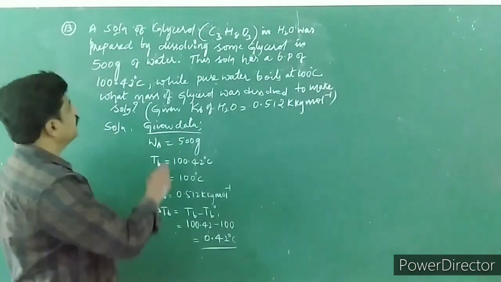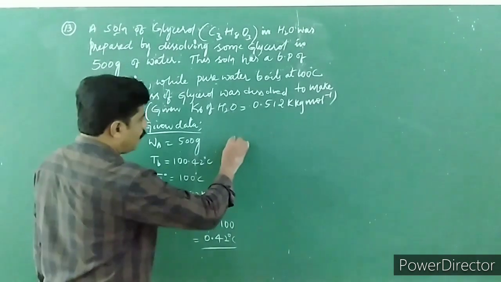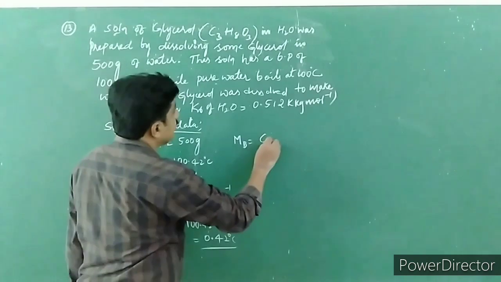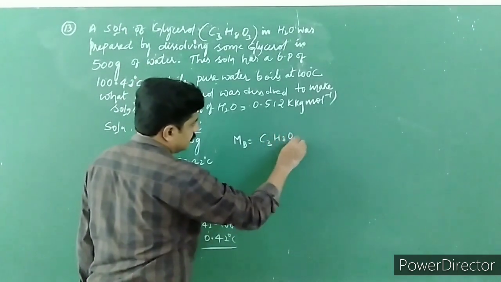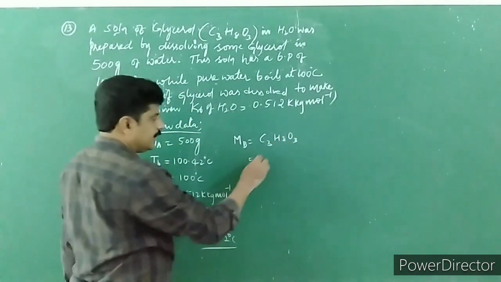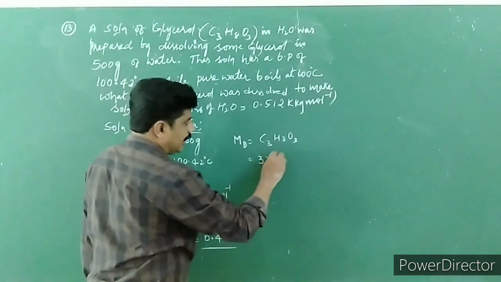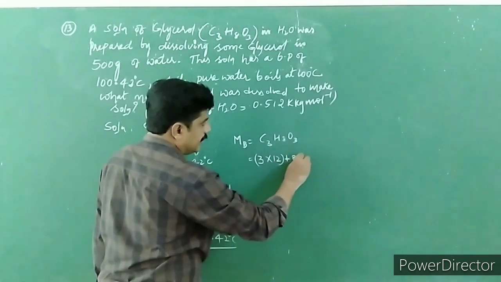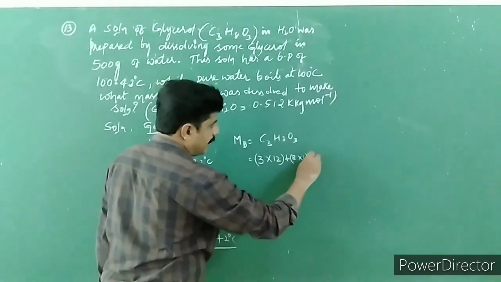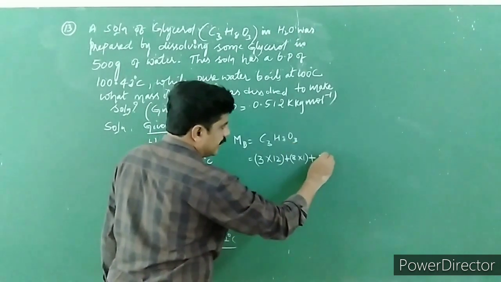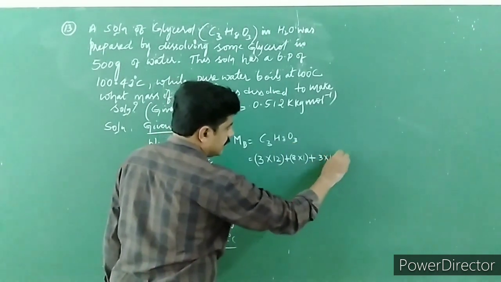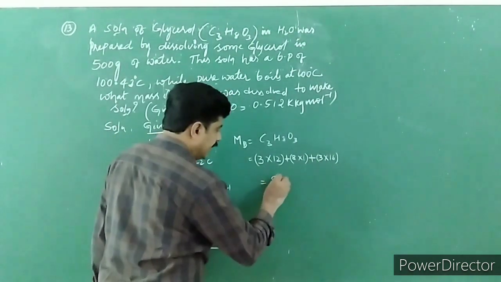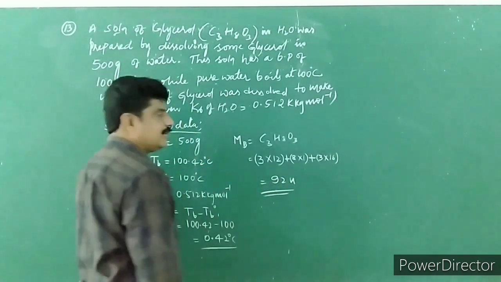Now apart from that, now you should know Mb also, is it not? What is that? Molar mass of glycerol. They given the formula C3H8O3. Now how many atoms of carbon are there? Look at here, 3, and the atomic mass of carbon is 12 plus how many atoms of hydrogen? 8. The atomic mass of hydrogen is 1 plus how many atoms of oxygen are there? 3. Atomic mass of oxygen is 16. Children, if you simplify this, you are going to get 92 unified mass or gram per mole.